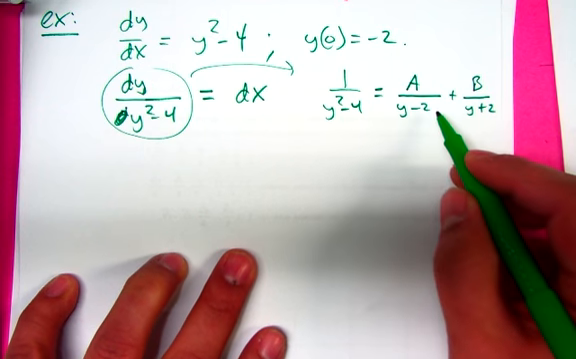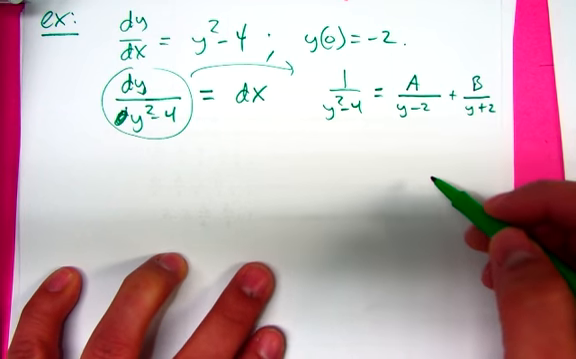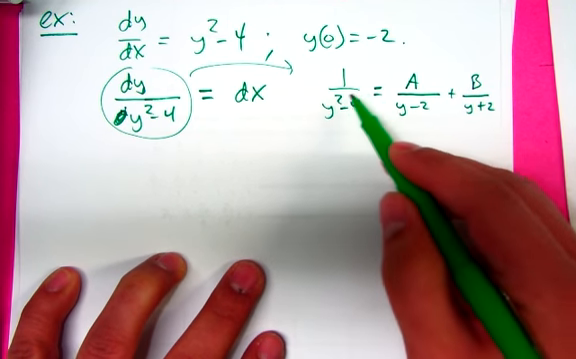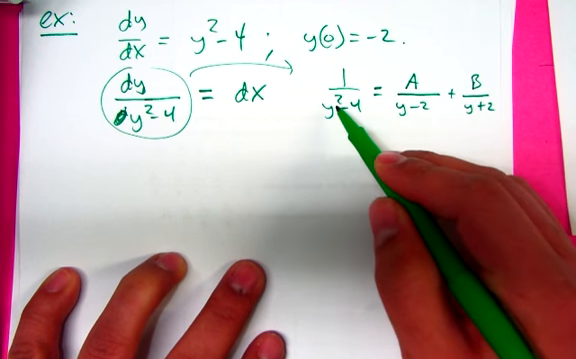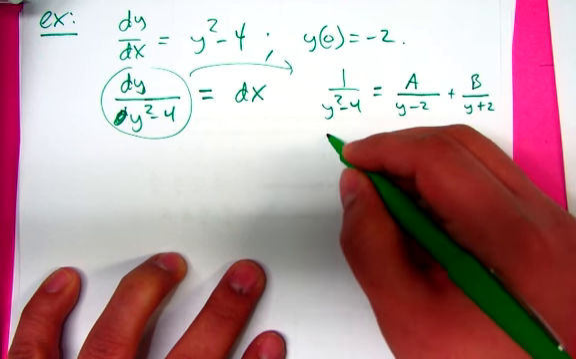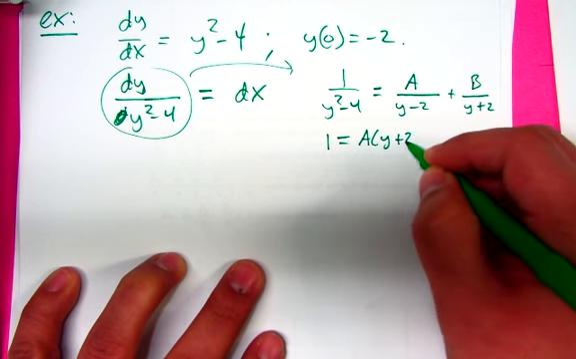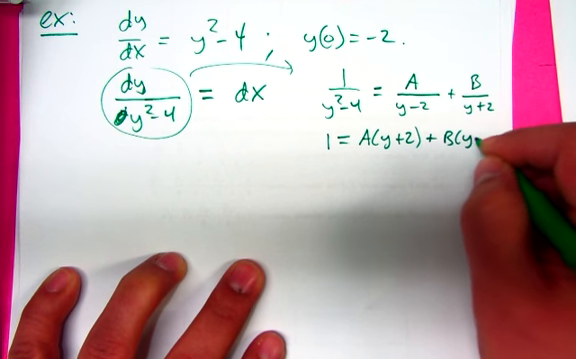All right, so here's what you're supposed to do. I'll finish this and I'll review the setup for all the partial fractions you may encounter. Okay? Multiply by the LCD, which is y squared minus 4. You get the equation 1 equals a times (y plus 2) plus b times (y minus 2).